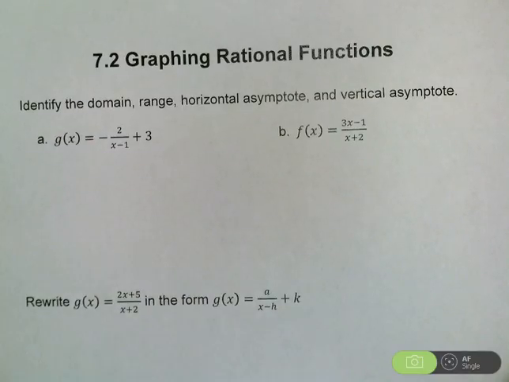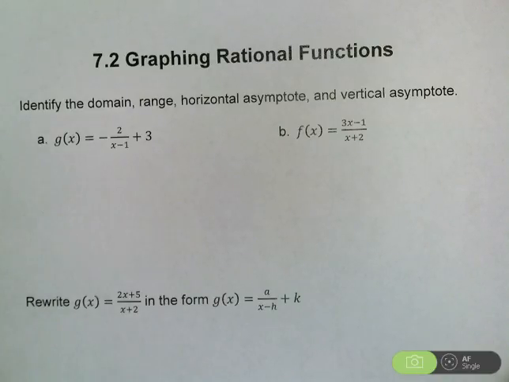All right, welcome. This is 7.2, which is graphing rational functions. The super awesome thing about this section is that you get a graphing calculator, and it does a lot of the work for you. Okay, so I've got three examples here. The first two are just graphing and talking about how to graph from two different forms, and then the last one is where I give you one of the forms and you have to go to the next one.